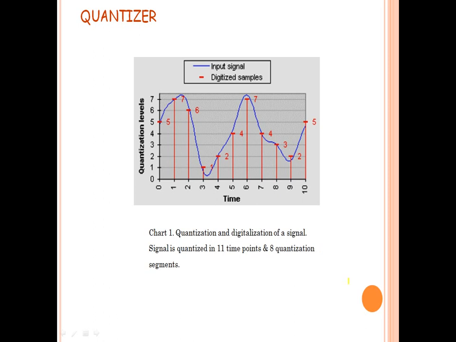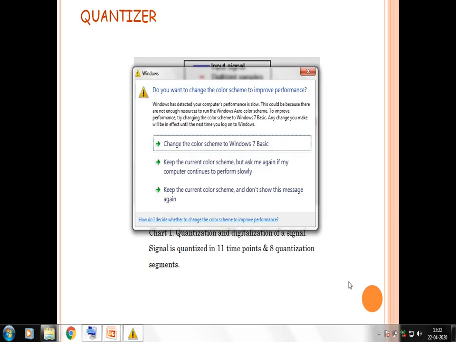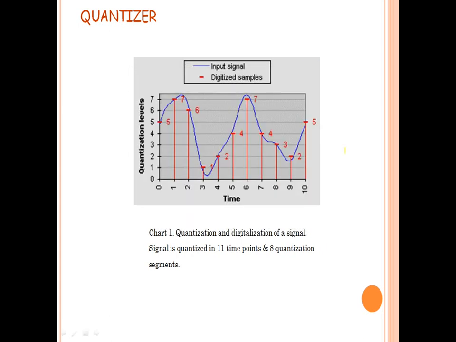Now this is the quantizer. Suppose this blue wave is the message signal. I have digitized it. I have sampled it, and these red signals are the samples which I have taken by pulse amplitude modulation. First, at time instant 0, the sample taken is 5. At time instant 1, the sample taken is 7, then 6, then 1, then 2, 4, 7, 4, 3, 2, 5. These are the quantization levels or voltage levels.